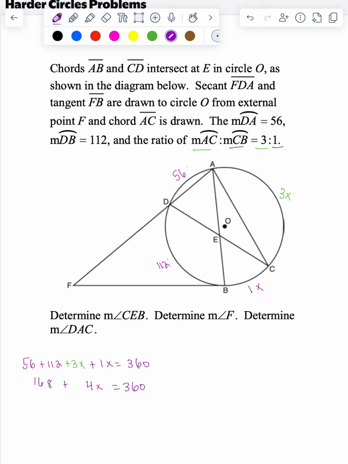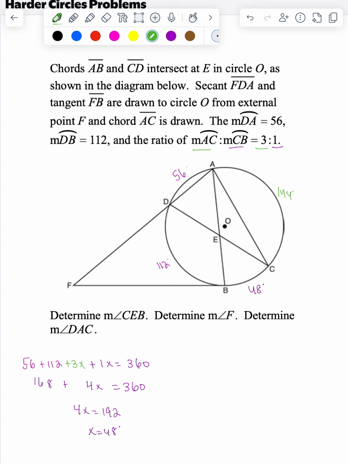360 minus 168 is 192. And then if I divide by 4, I get x is 48. So instead of writing 1x over here, I can write 48 degrees. And then if I multiply that by 3, instead of writing 3x over here, I can write 3 times 48, which is 144 degrees. That just looks a little bit nicer without having all those algebraic things there. It's going to help me answer questions later on as well.